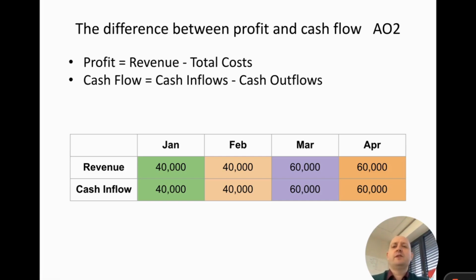So just to emphasize, profit equals revenue minus total costs. We did that in a previous chapter. Cash flow is cash inflows minus cash outflows. Now, when you first look at it, these look to be the same because revenue is an example of a cash inflow and total cost is an example of a cash outflow. In many situations, these are quite similar, but there are certain situations where these vary.